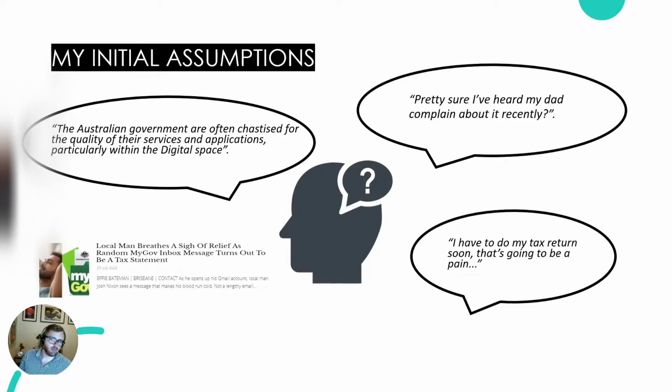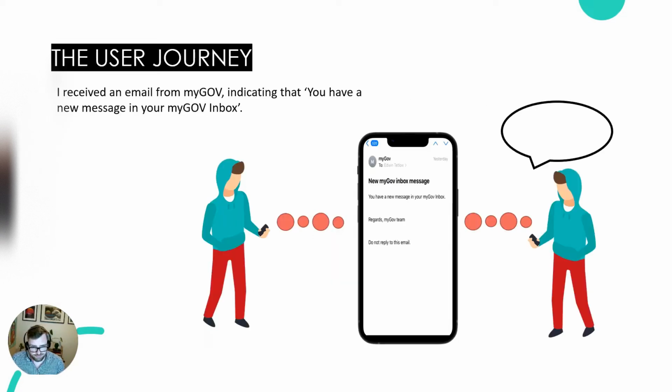Now, my initial assumptions around MyGov weren't entirely strong. Obviously, the Australian government is often chastised in the media for the quality of their digital services and applications. It's one of those things I've probably heard my dad complain about a number of times. In my head, I'm thinking about this tax return that I have to complete through MyGov, and it feels like an absolute chore. And going one step further, there's even satirical news articles going around. For example, Batuta Advocate often does articles about MyGov as a little bit of a nod to how we as a society interpret the platform.